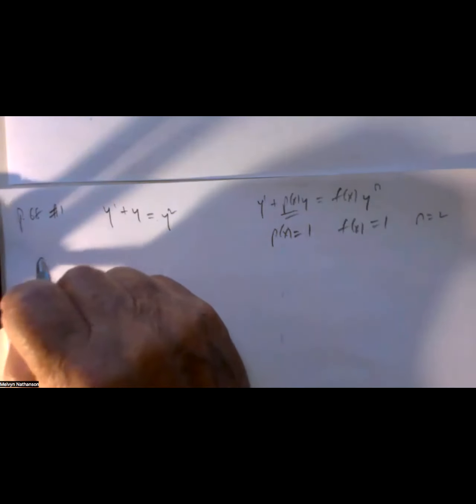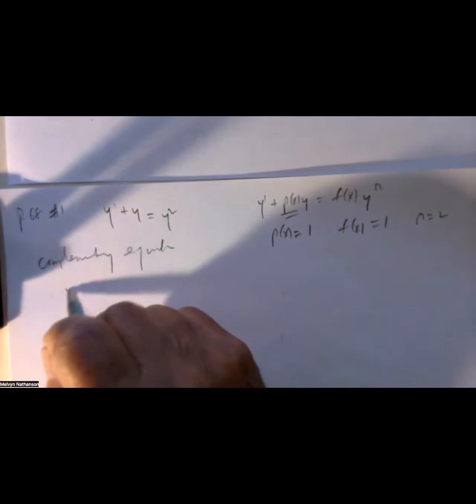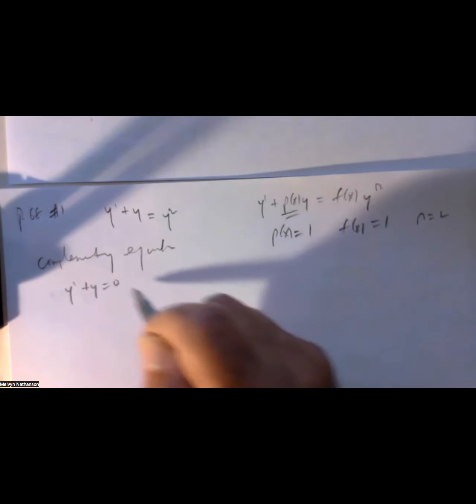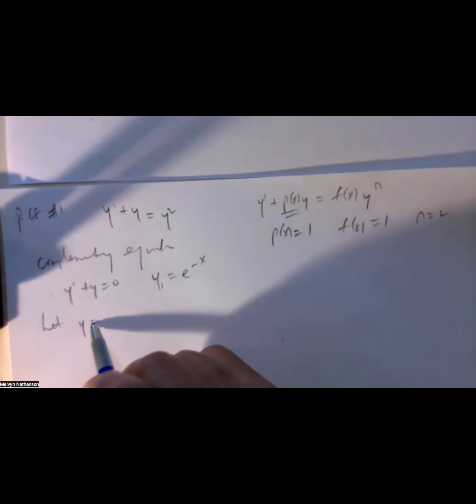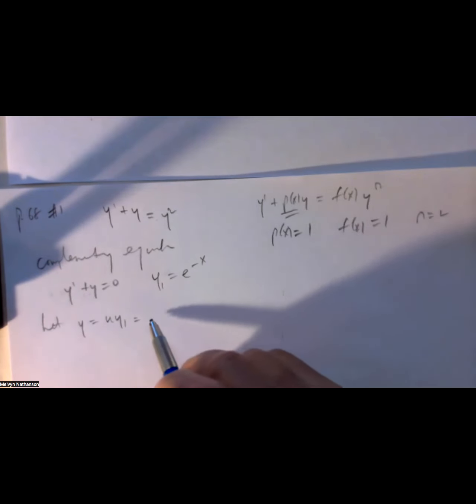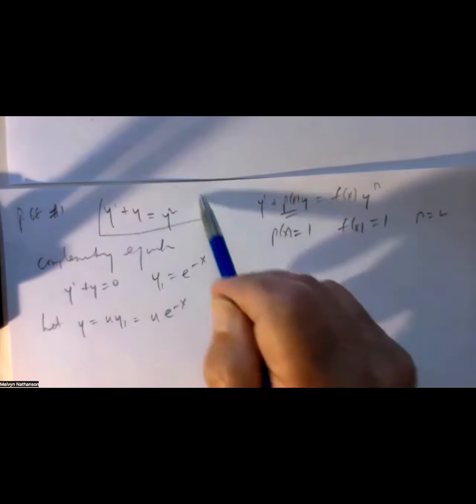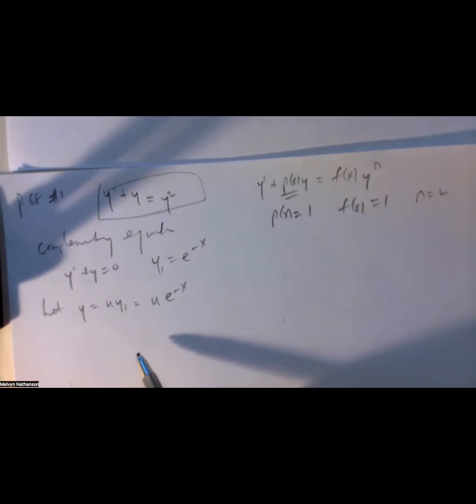So the complementary equation, that's just the homogeneous equation, y prime plus y equals 0. The solution is y1 equals e to the minus x. And that's just, if we let y equal u y1, which is u times e to the minus x, and plug into this equation and try to solve for u, let's see what happens.